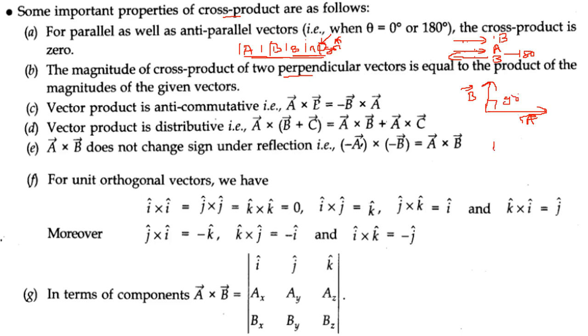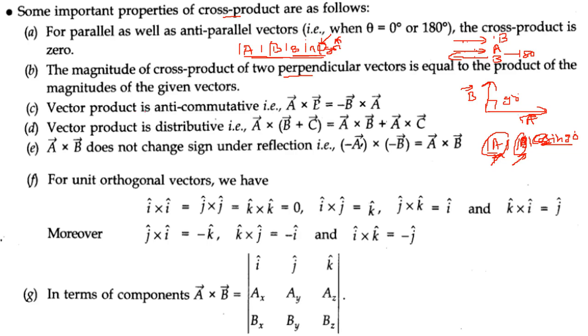then the angle is 90 degrees between them. So now the cross product will be the magnitude of A, the magnitude of B, and the sine of 90 degrees. Sine 90 is what? It is 1. I am not taking unit vectors, I am taking proper magnitudes. So the magnitude will be just the multiplication of A and B magnitudes.